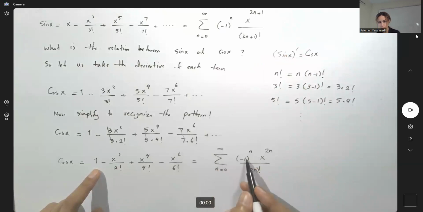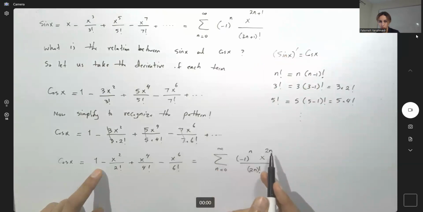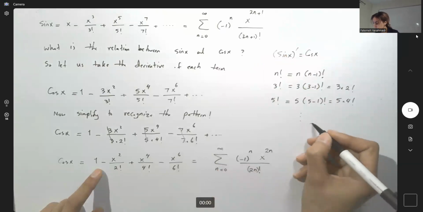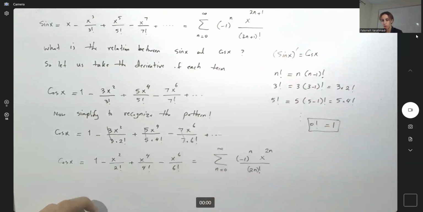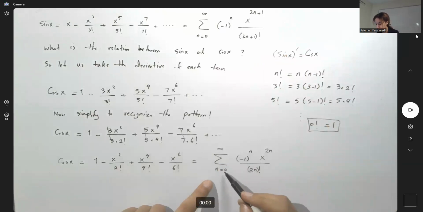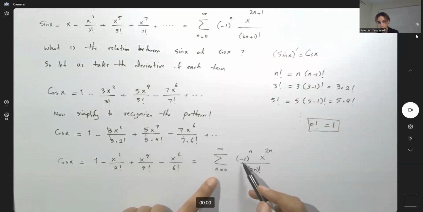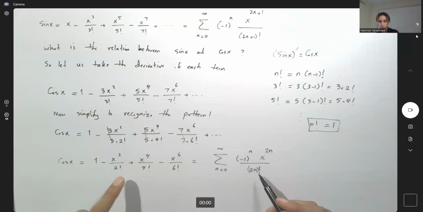If I plug 0 into n, I get (-1)^0, which is 1, x to the power 0, which is 1, and 0 factorial, as you remember, is 1 by convention. Okay, so if I plug in 1 here, I get -1 times x to the power 2 divided by 2 factorial, which is the second term.